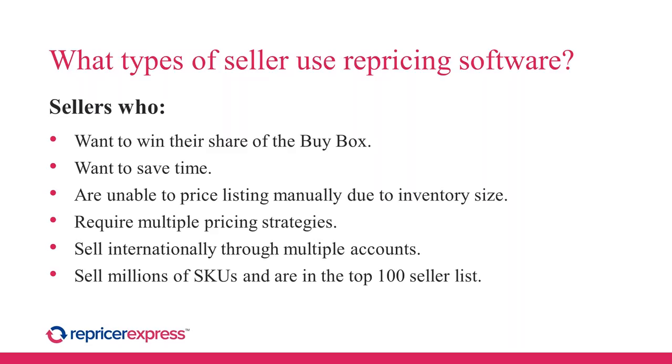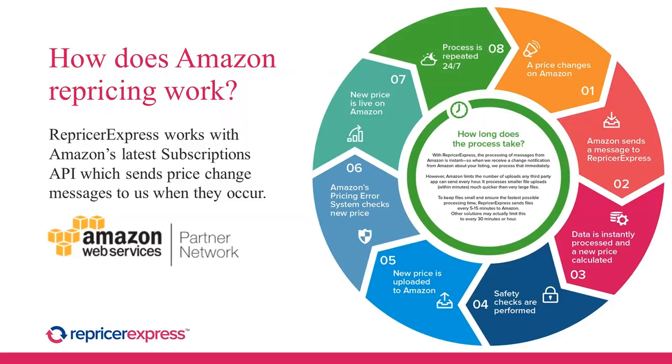So, how does this whole process work? The price change message is at the center of how repricing works. Every time a competitor changes their price on Amazon, they send us a notification with the details of who all your competitors are. Repricer Express will then apply your rule and update your price if necessary.